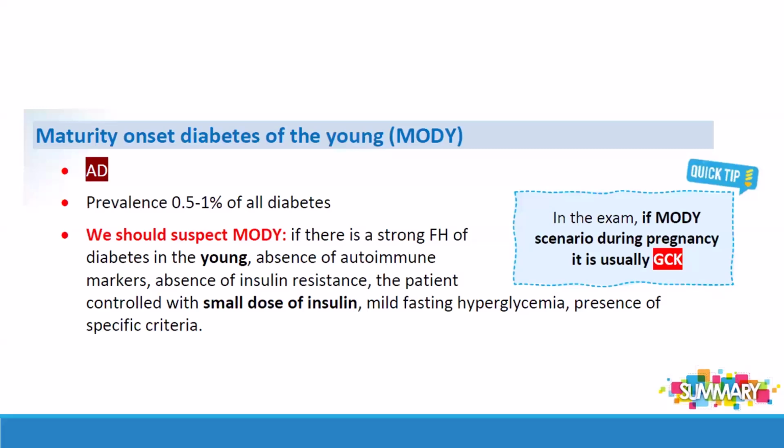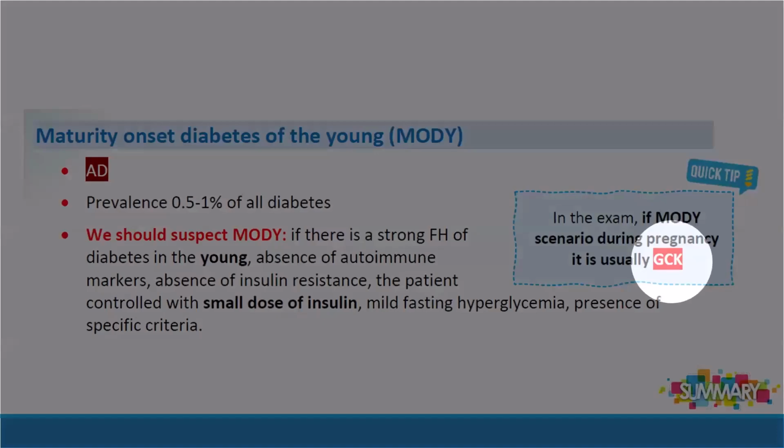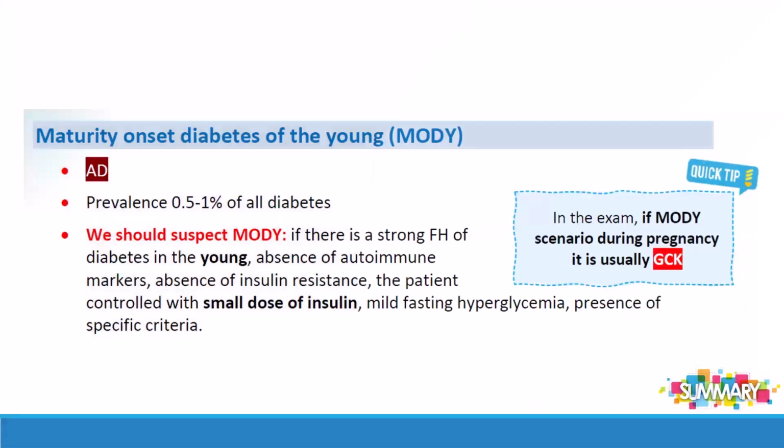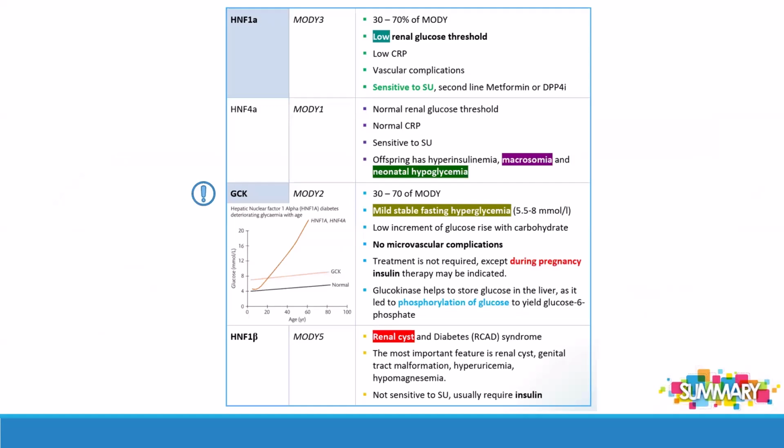MODY diabetes is very important. It is an autosomal dominant condition. And don't forget, this is very important and very close for the final exam. If you see an exam scenario of a pregnant female with MODY, it is usually glucokinase, which does not require treatment except during pregnancy, when it may require insulin therapy, and I will cover it later.